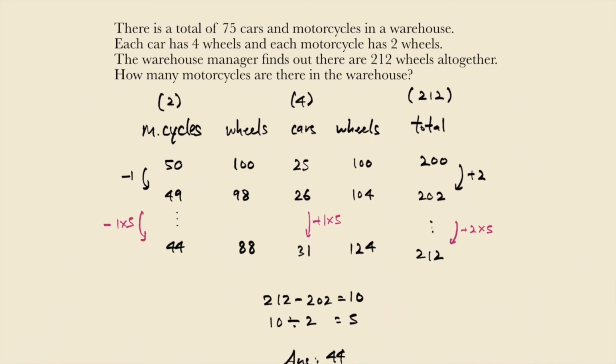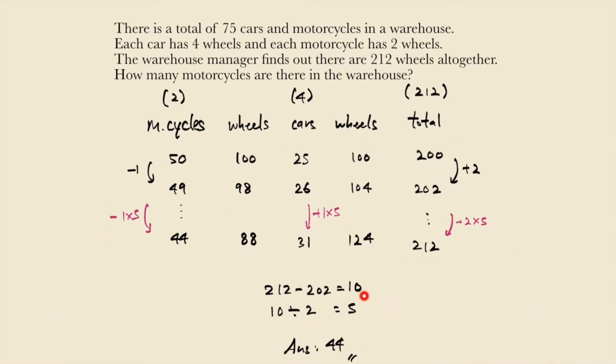So from 202, I want to get to 212. That's an increase of 10. How many 2's is that? That's 5. So I need to add 2 5 times, which means I need to minus 1 5 times. So that would be 44. Right, how many motorcycles? The answer is 44.